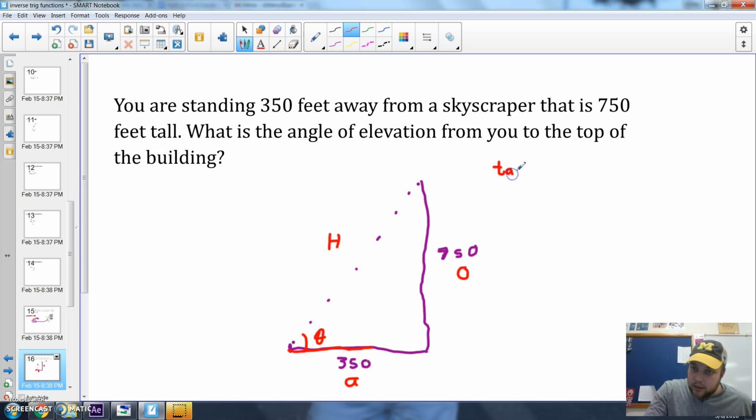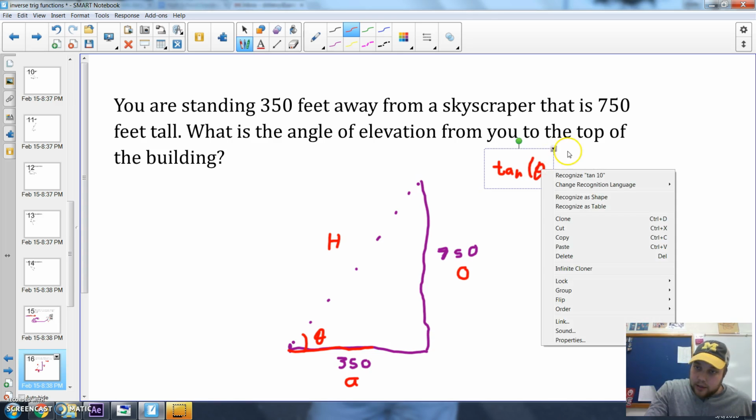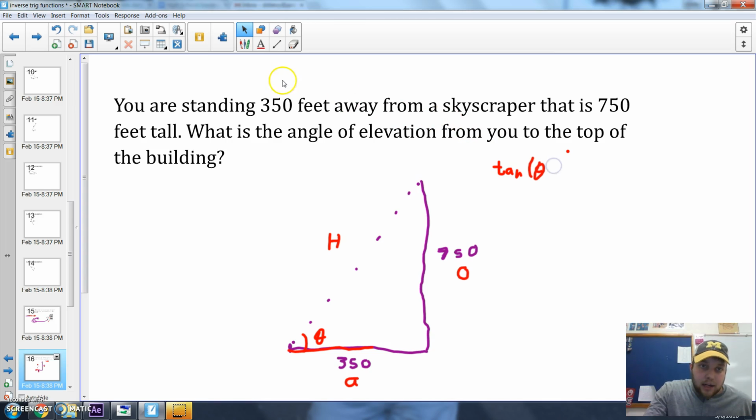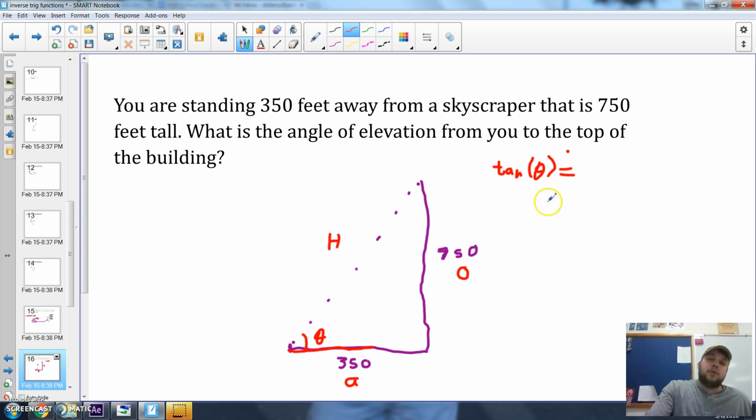So I'm going to go tan of that angle. I'm going to call that angle theta because I like it. And it's Greek. Makes me look like I'm smarter. So tangent is Oscar had a hold on Arthur. That would be O, 750, over A, which is 350. And that's a 3, ladies and gentlemen. If you were listening, that's a 3.